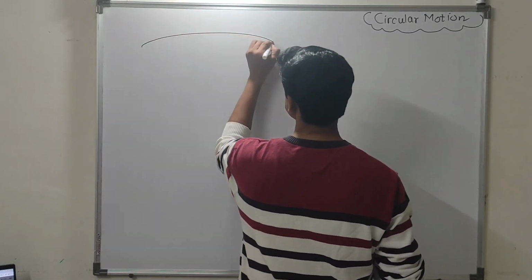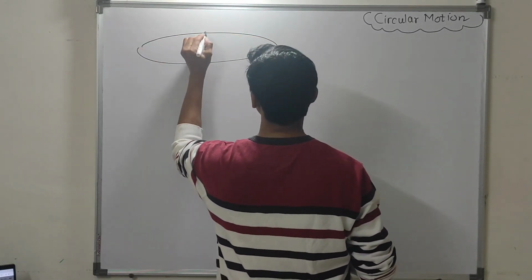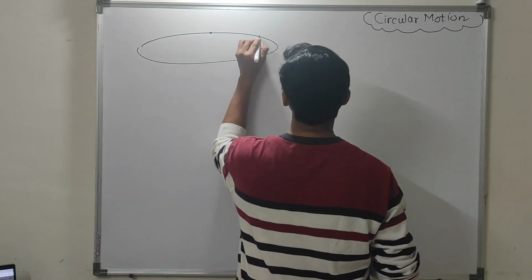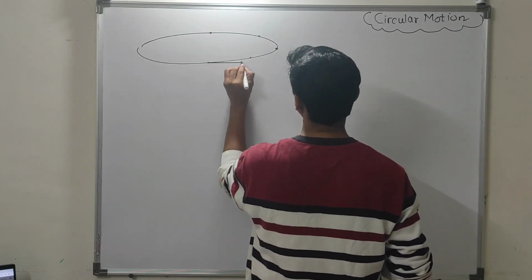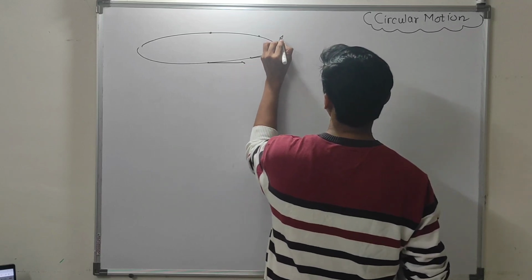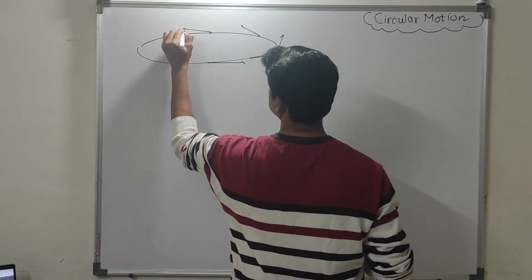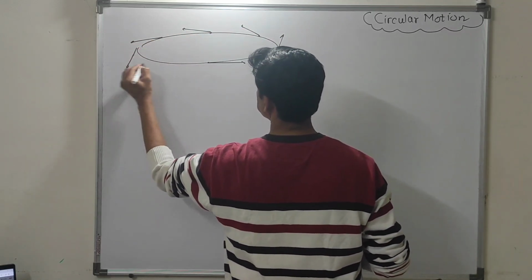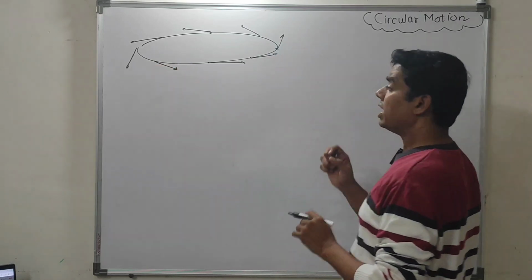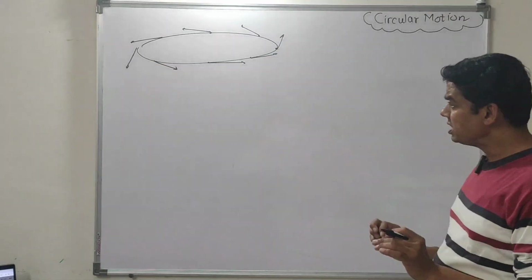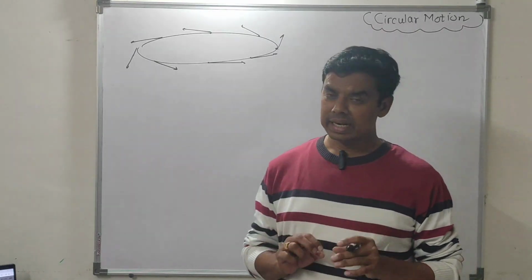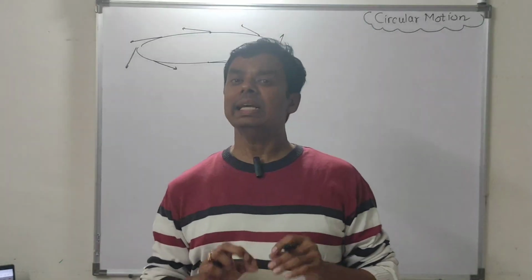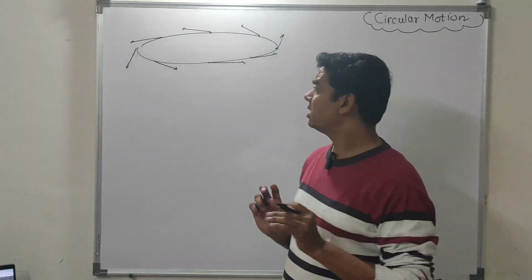So a very important point we have cleared here. Whenever a particle is moving along the circumference of a circle, at every point velocity is directed along the tangent at that point. So the direction of velocity changes, and change in direction of velocity produces an acceleration that is called centripetal acceleration.